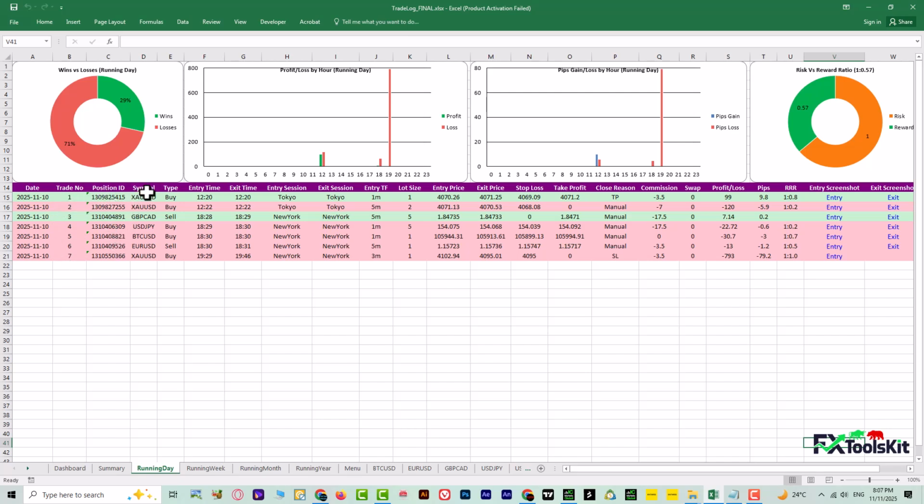Position ID, symbol, type, entry and exit time of the trade, entry session and exit session of the trade. In the entry time frame, it shows when you take the trade and which time frame you take the trade. Lot size, entry price, exit price, stop loss, take profit, close reason, commission, swap, profit loss, pips, risk-reward ratio, entry and exit screenshot on each trade.